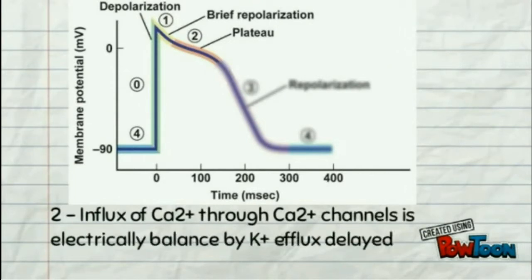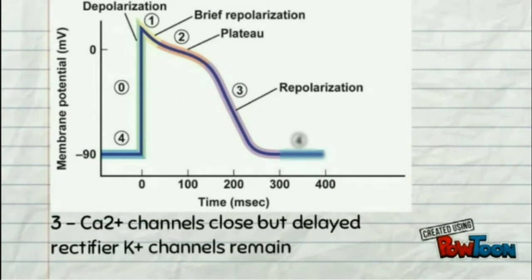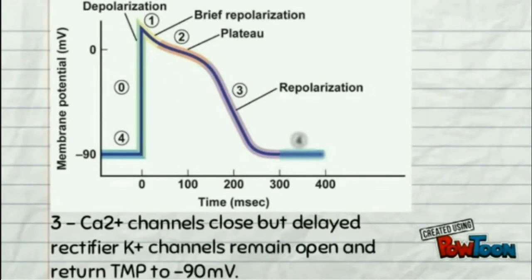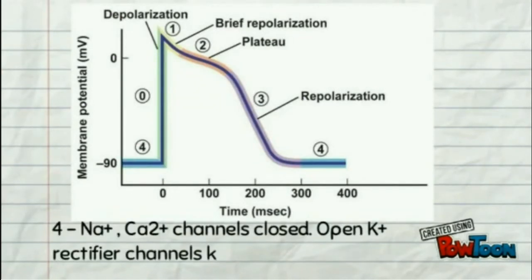rectifier potassium ion channels. Phase 3, repolarization: calcium ion channels close but delayed rectifier potassium ion channels remain open and return the membrane potential to negative 90 mV. Phase 4: sodium ion and calcium ion channels close. Open potassium ion rectifier channels keep the membrane potential stable at negative 90 mV.